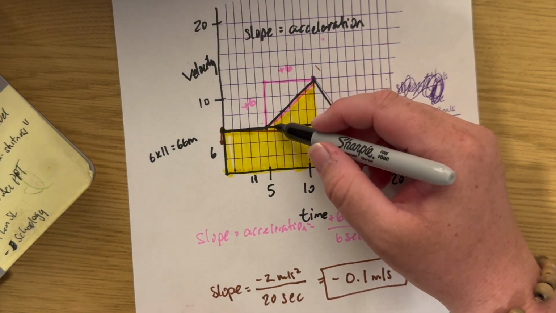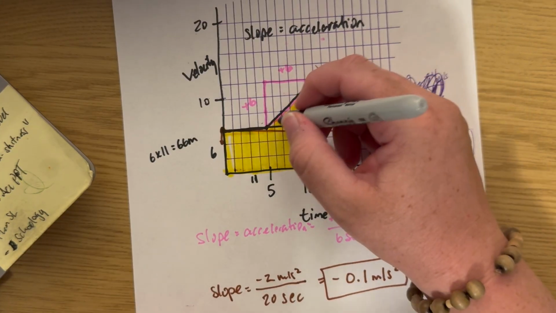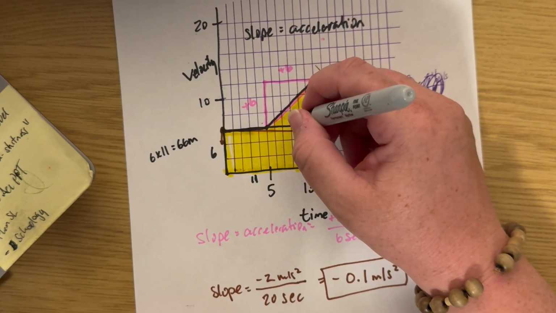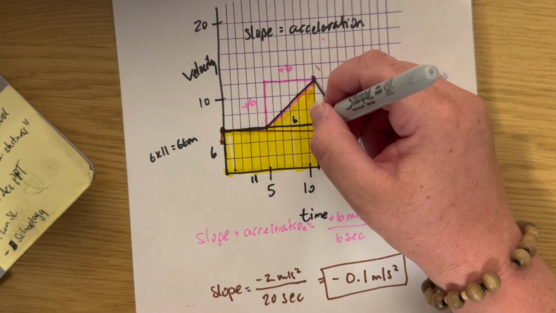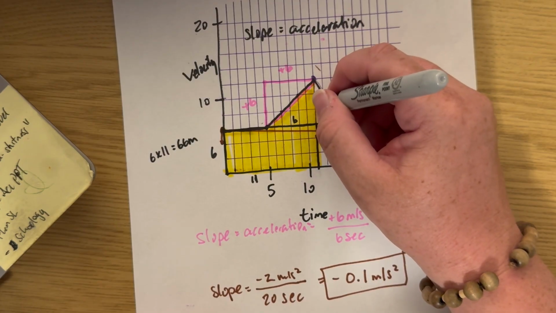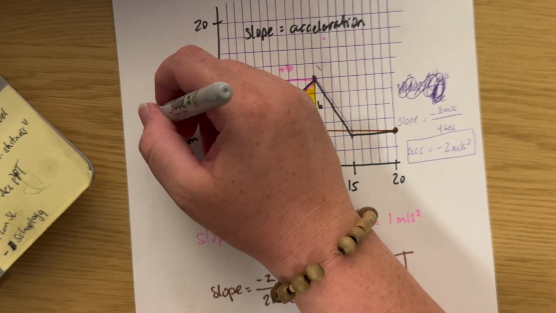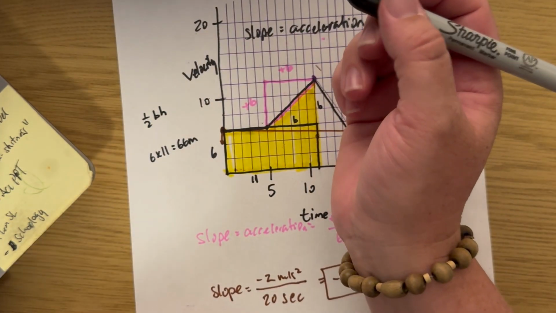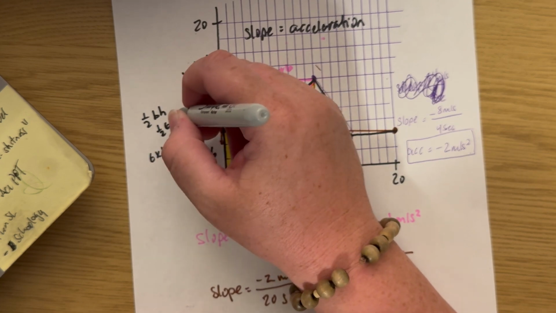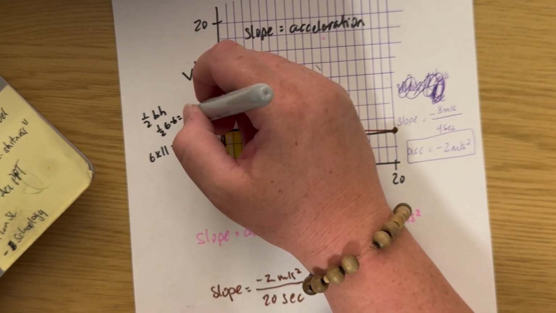So I need the volume, or I need the area of this triangle. So for this triangle, I'm going from 5 to 11. So I've got 6 here. I'm going from 6, 8, 10, 12. I've got 6 here. And the area of a triangle is 1/2 base times height. And so I can say 1/2, 6, times 6. So 6 times 6 is 36. Half of that is 18 meters.